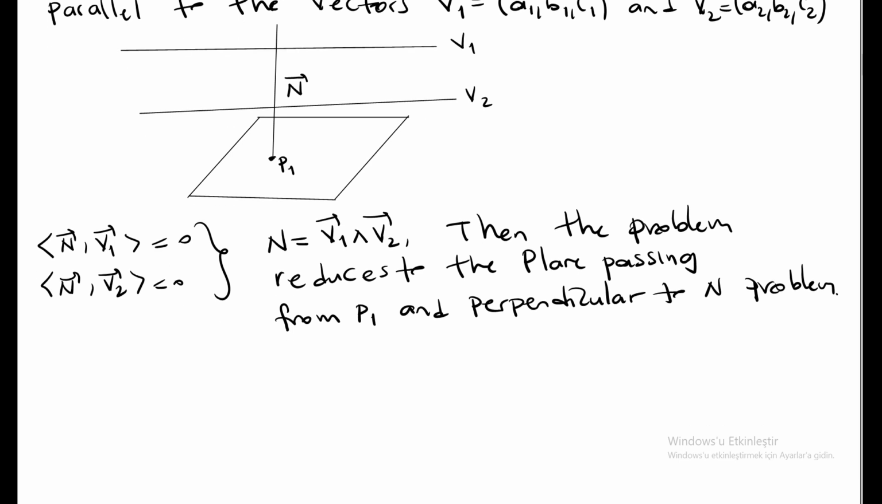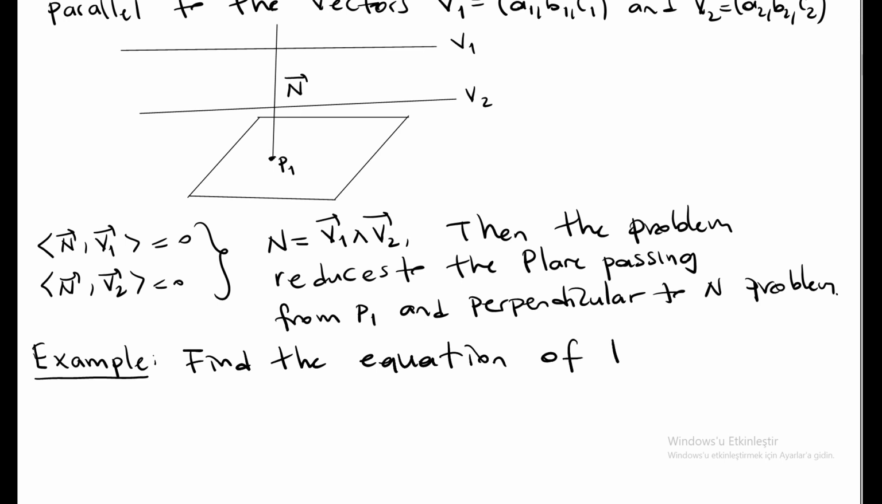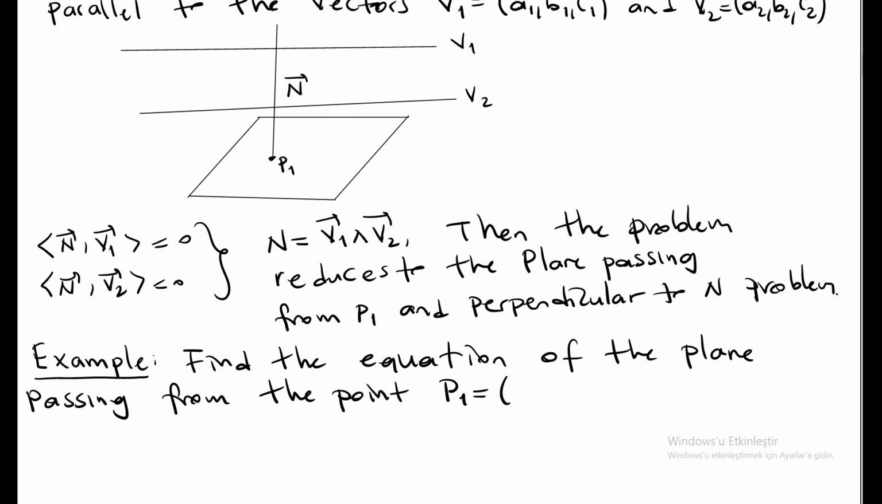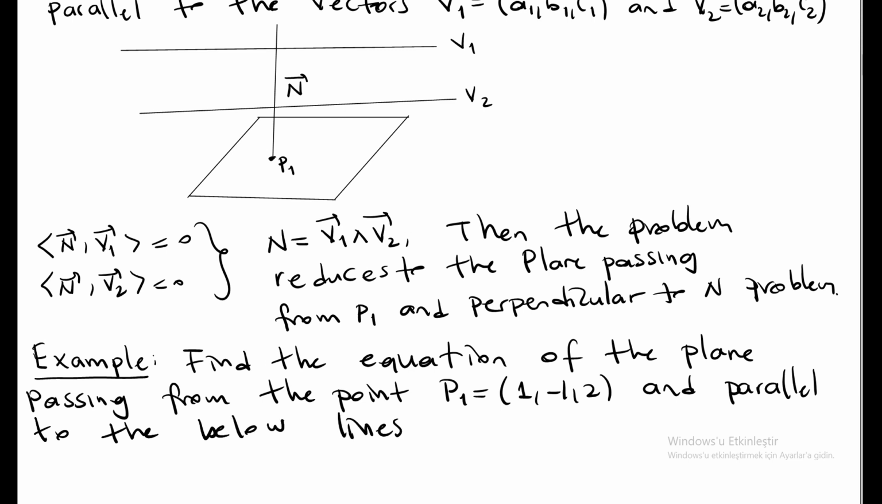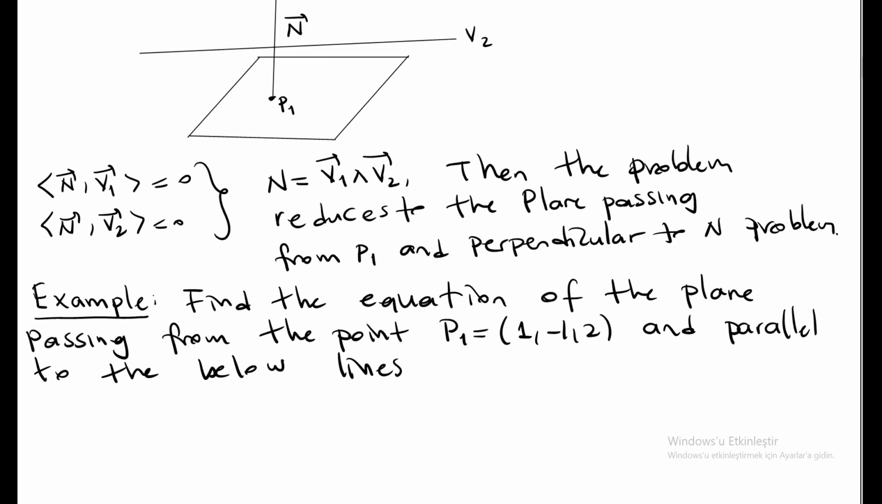Okay, let me give one example for this one. Find the equation of the plane passing from the point P1, let's say 1, -1, 2, and parallel to the blue lines. So our lines is this.